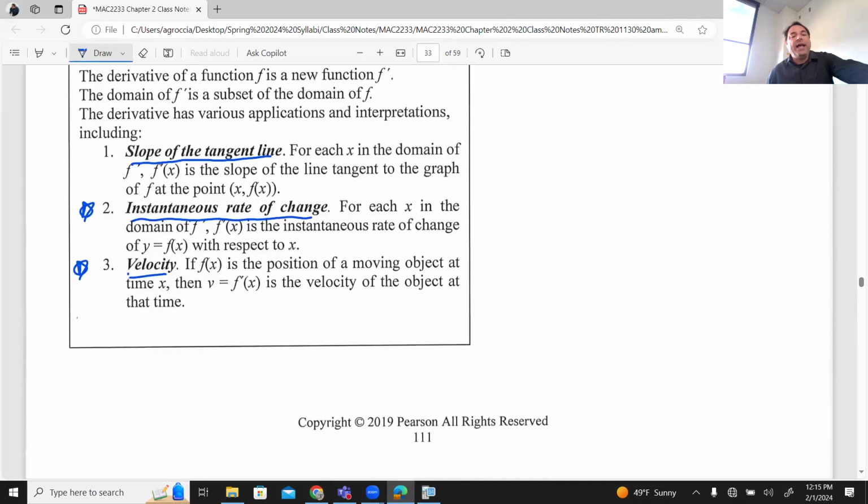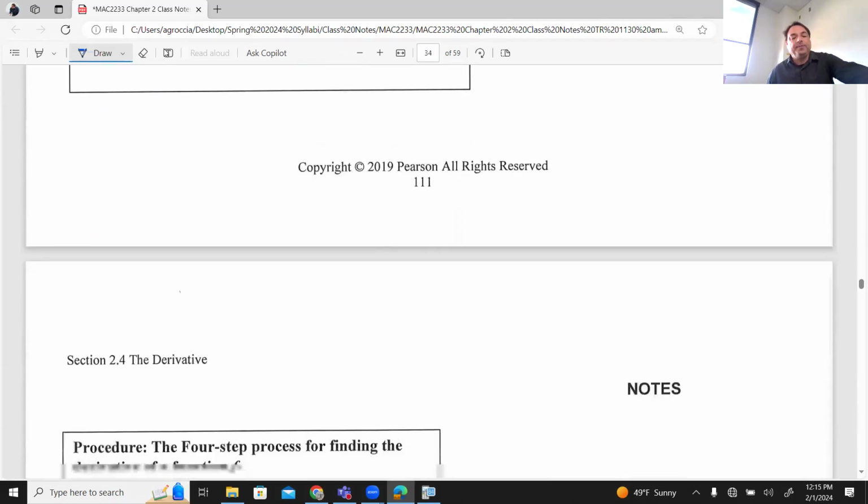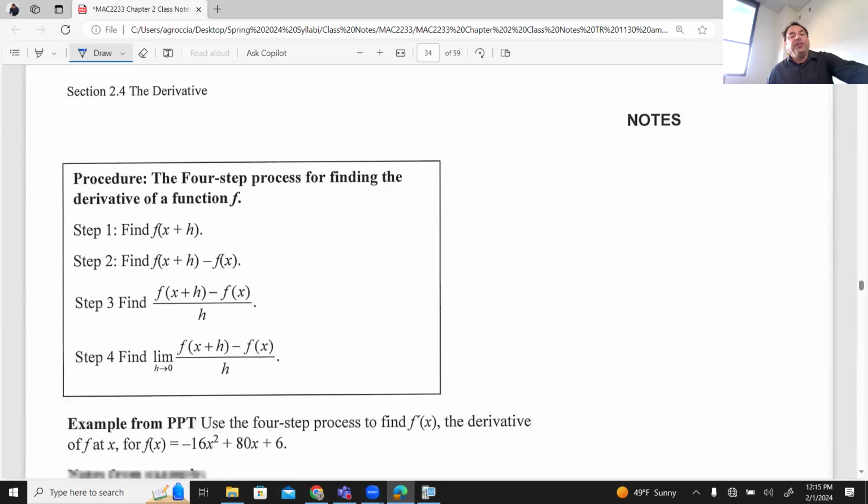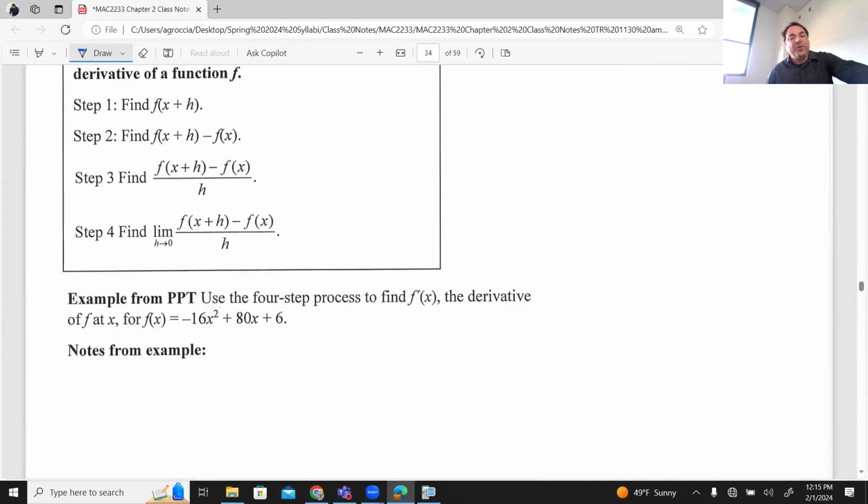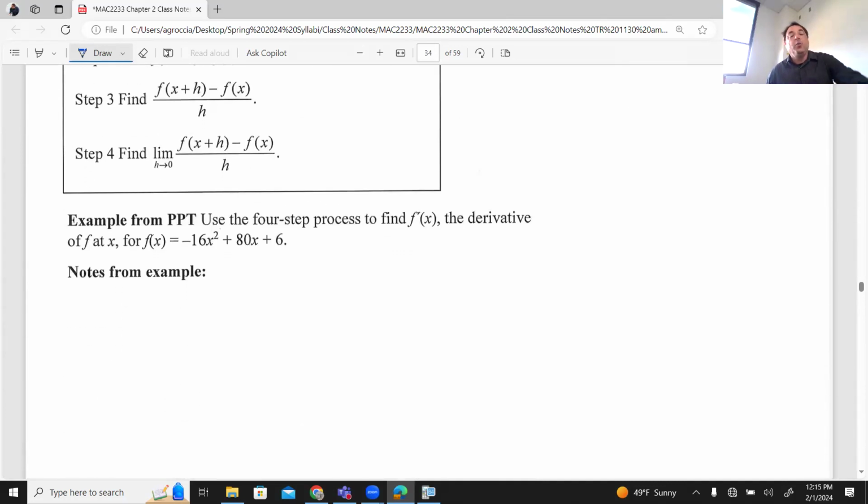Okay, so having said all that, time to do the long way. So please keep in mind, we've been preparing for this. We have actually done this before, and now we're going to do it again. Okay, so what we're going to do is find the derivative of this function the long way.